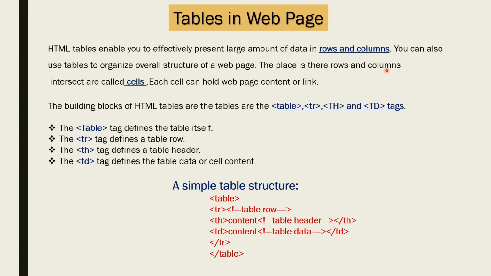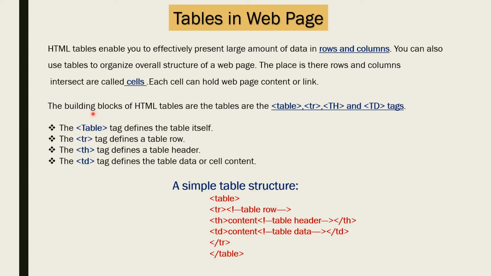The places where rows and columns intersect are called cells, or you can say the intersection of rows and columns are called cells. Each cell can hold web page content or a link. Using HTML attributes, you can set the size of an entire table as well as the size of particular cells.